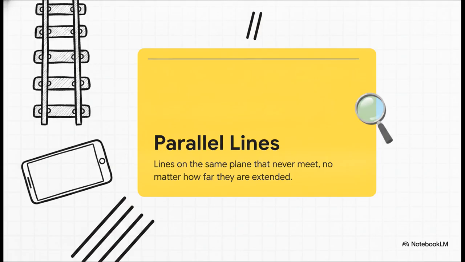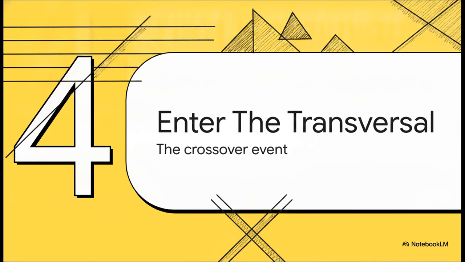To ground this abstract idea in the real, physical world, just picture a long, straight stretch of railway tracks, or even the opposite edges of your smartphone screen. They maintain that exact same distance apart, forever. Let's hit Section 4. Enter the transversal. The ultimate crossover event.